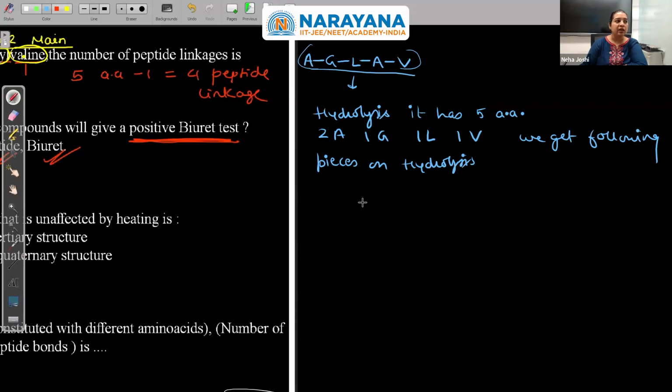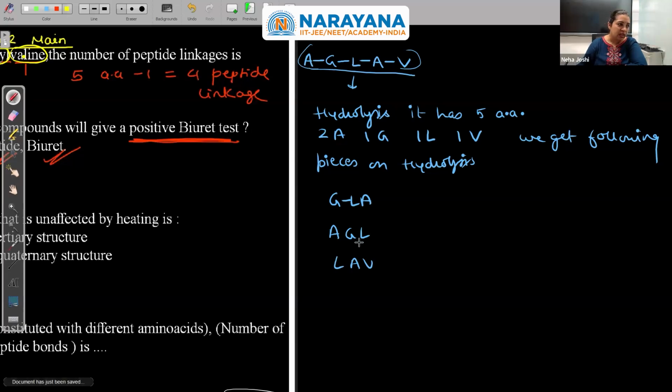So random, say anything. Say one piece was GLA, one piece was AGL, one piece was LAV. Now if they repeat again, it would have been just the same. But let me say these are the types of pieces they are reporting, and now they are asking you what the structure is. So how will you arrange? You have to do it like a puzzle.